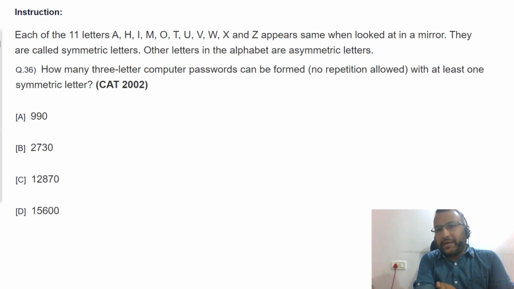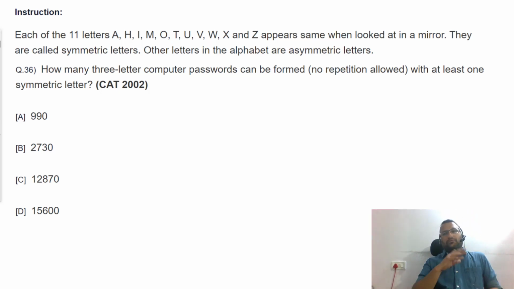Depending on this data, there are two questions, question number 36 and question number 35. So the data is each of the 11 letters appears the same when looked at in a mirror. They are called symmetric letters. Other letters are called asymmetric letters. So question number 36 is, how many 3-letter computer passwords can be formed without repetition with at least one of the symmetric letters? So let's have a look at it.